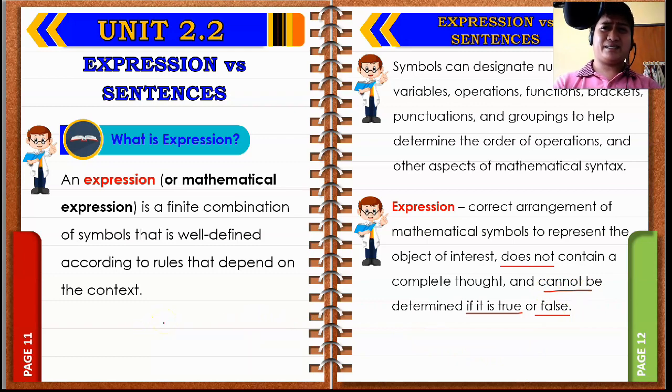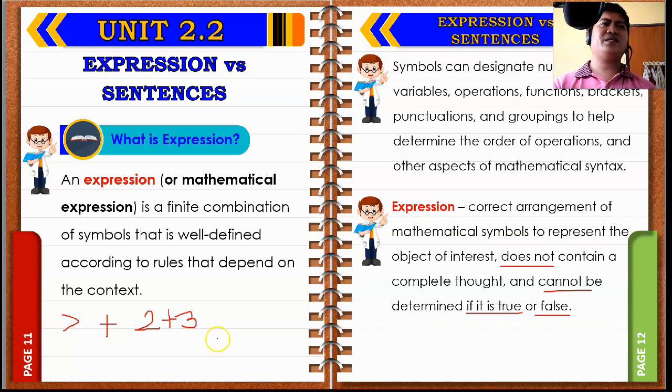That is an example of an expression. For example, we have greater than. Greater than is an expression, but you cannot determine if that is true or false. We have the addition. We can also have a combination of symbols. We have 2 plus 3.